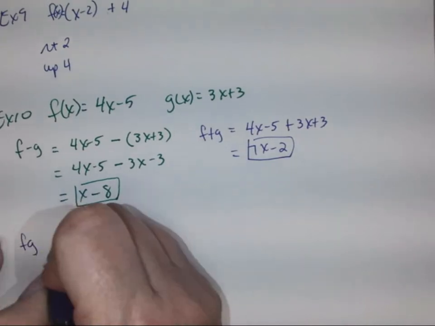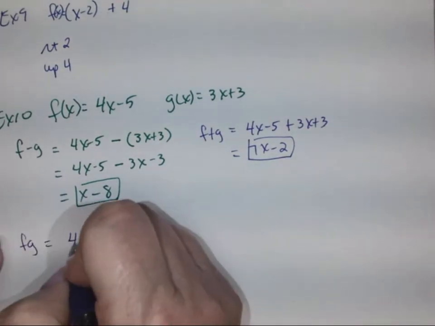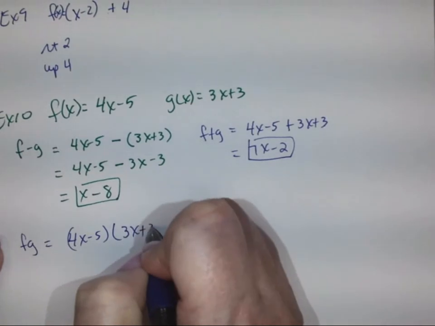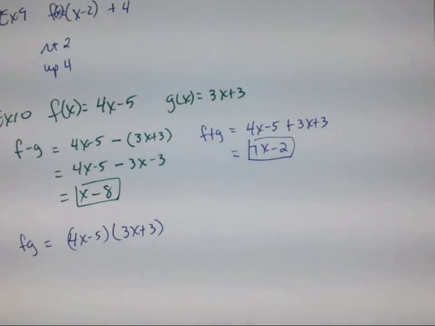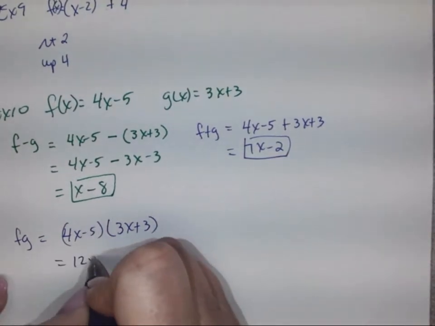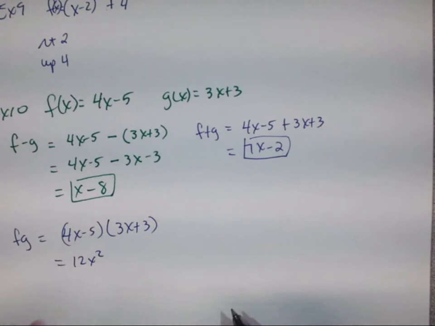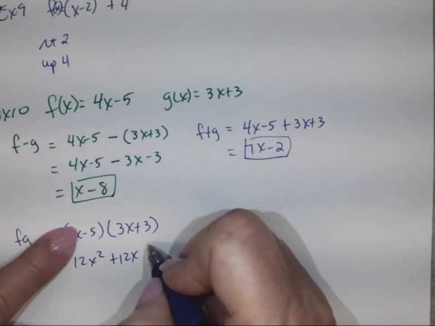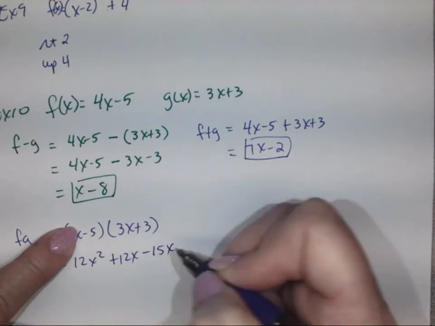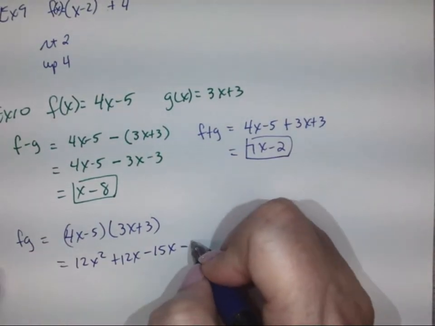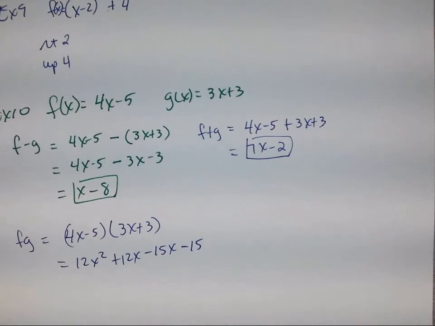So f times g would be 4x minus 5 times 3x plus 3. So we're just foiling, we're just multiplying. So 4x times 3x will get us 12x squared. 4x times 3 would be 12x. Negative 5 times 3x would be minus 15x. And negative 5 times 3 would be negative 15.